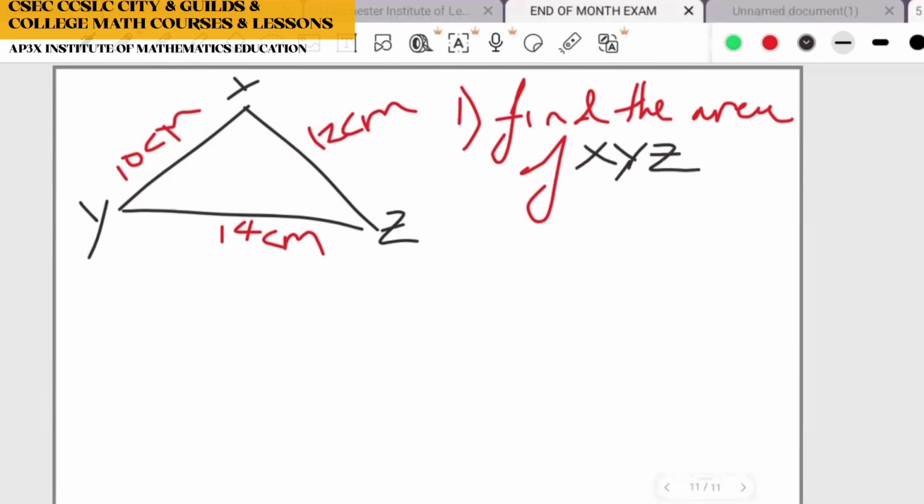XYZ is not a right angle triangle because there's no indication of that box in the corner. So we can't use half base times height, because half base times height is the formula used to find the area of a triangle that is right angled. This is not. So we have to move to another formula that may be available on our formula sheet at the front page of our question booklet on the CSEC examination. We would therefore turn to Heron's formula.